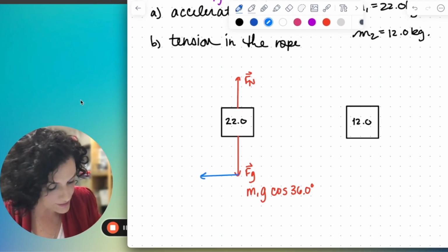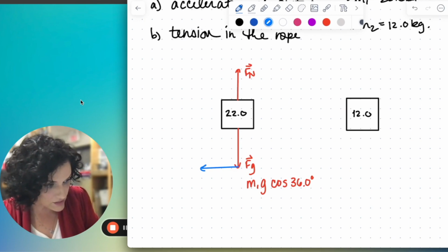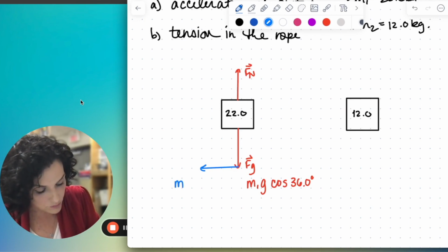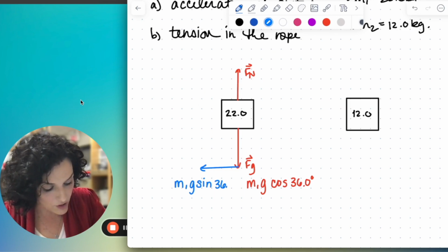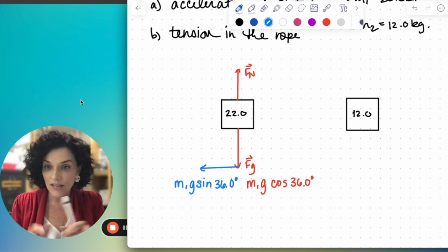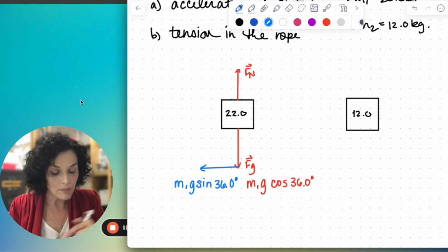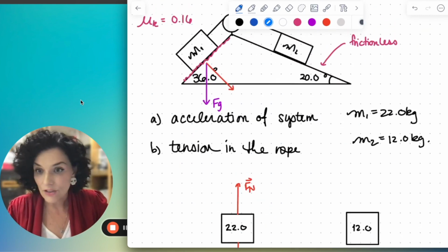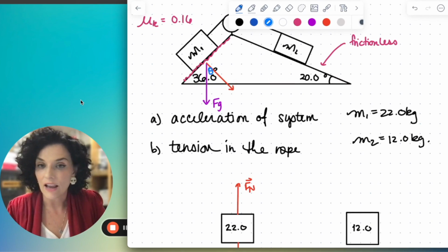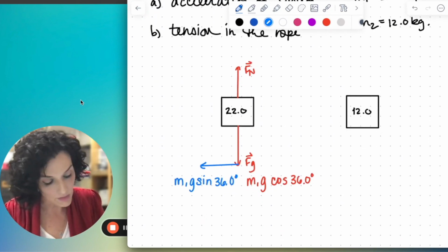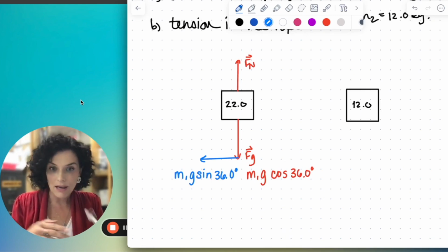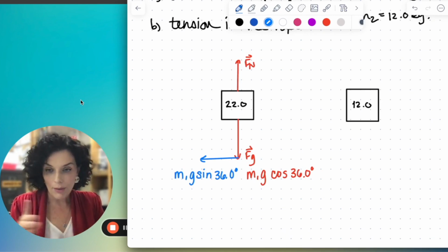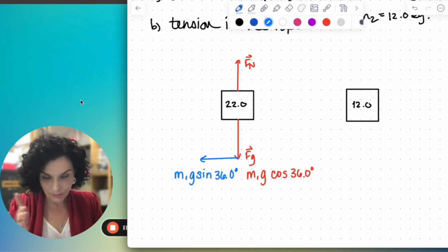So here's my x. Now this one is going to be m1g sine 36 degrees. Now, if you remember, we got the sines and cosines based off of SOHCAHTOA. So the angle, again, that I'm dealing with is the 36. That's going to be the same value as this angle right here. All right, I have my normal force up. I've got my force of gravity pointing down. That's my m1g cosine 36. I've got my x component of that gravitational part.